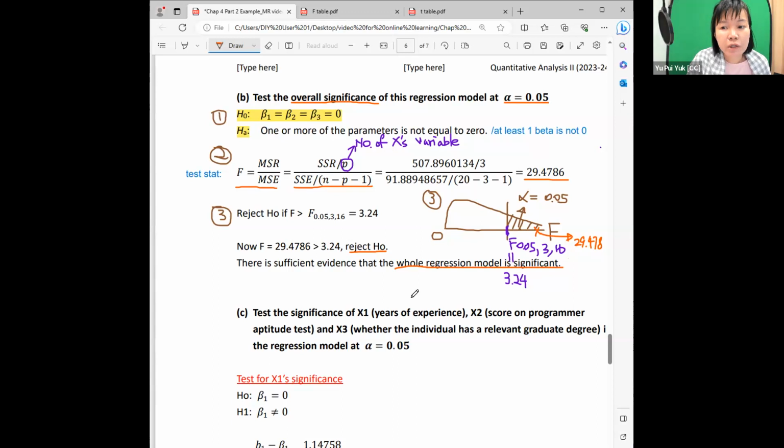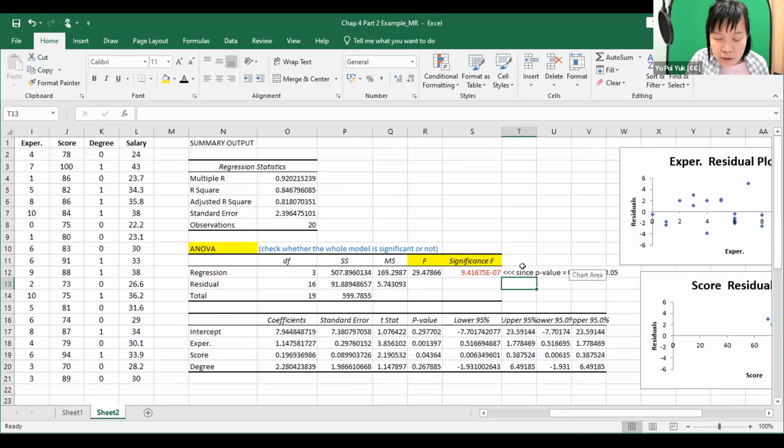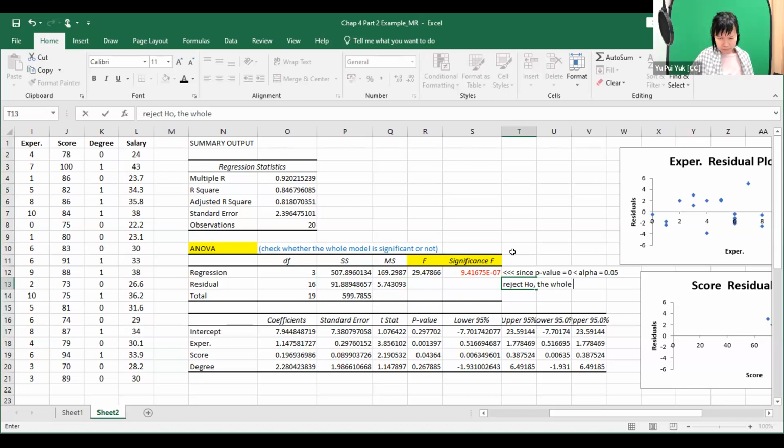Okay, so going back to our Excel, the p-value approach. The ANOVA, we got the ANOVA table. Let's go back to the Excel. Here, the p-value is 0, which is less than the alpha equal to 0.05. So it's reject H naught. So that is the whole model is significant. Right, so let me also highlight these two sentences.